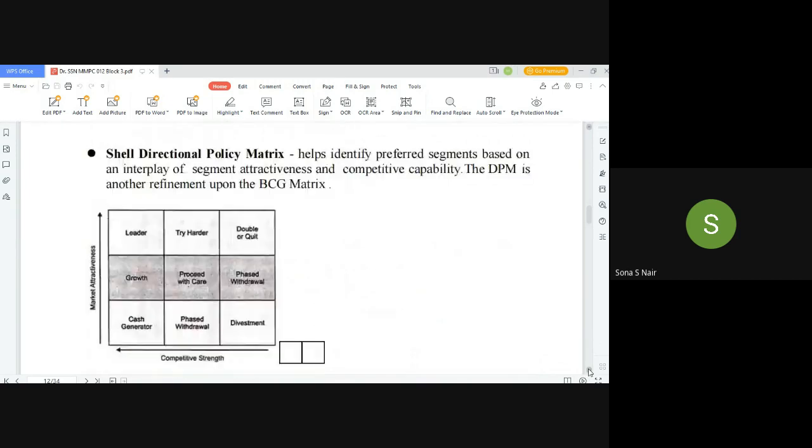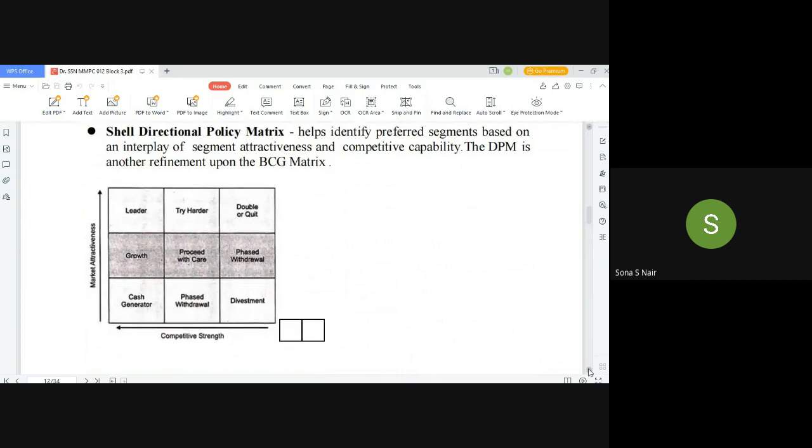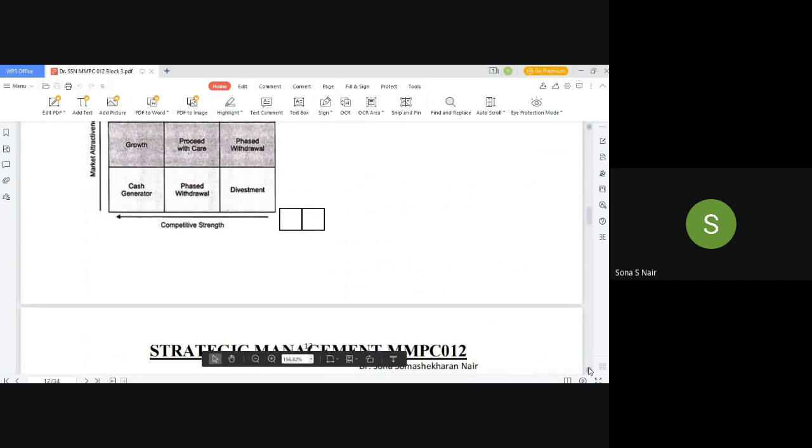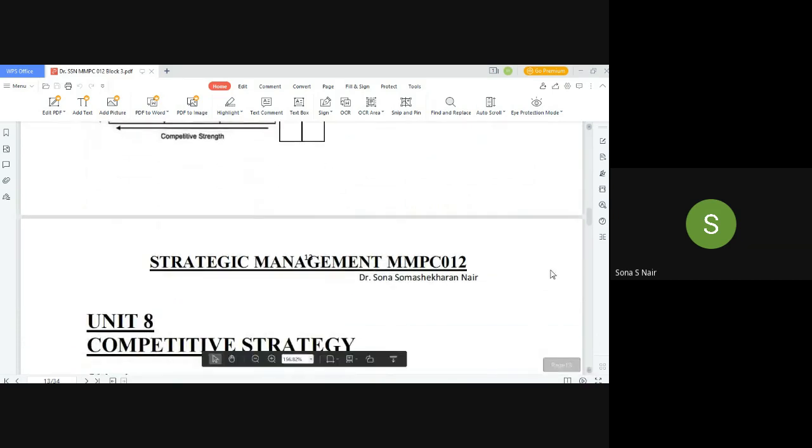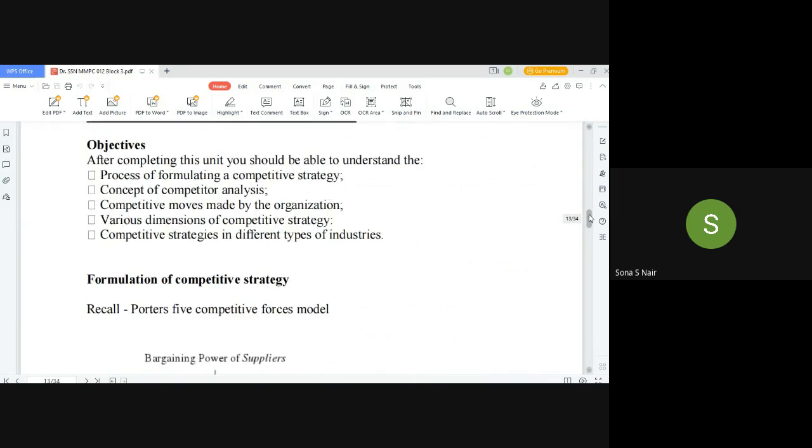There's another matrix called the Shell Directional Policy Matrix, similar to the earlier ones, based on the competitive strength and market attractiveness. And so that is the end of the portfolio analysis tools, for which we need to just know the names and the basic things about how they are used for the corporate portfolio analysis.